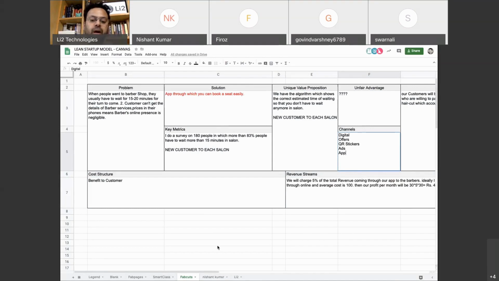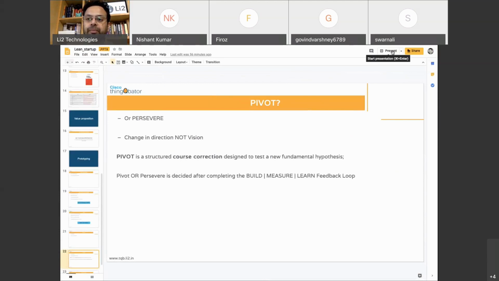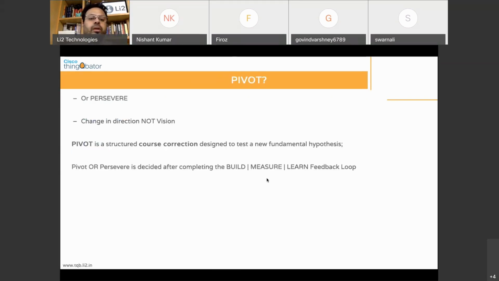So how we proceed now is highly dependent on the outcome of build, measure, learn. In your build, measure, learn system, if the feedback loop fails, then you're not changing your vision. Please remember, you're changing your direction. What I mean by that is what you have written in your solution is your vision. Say if you talk of the drug delivery thing or app, that is your vision. That is not your solution.